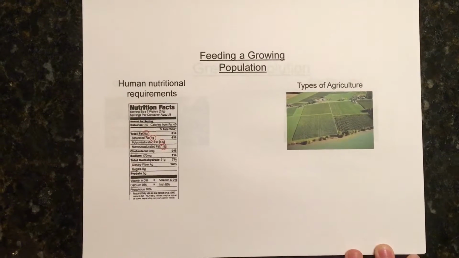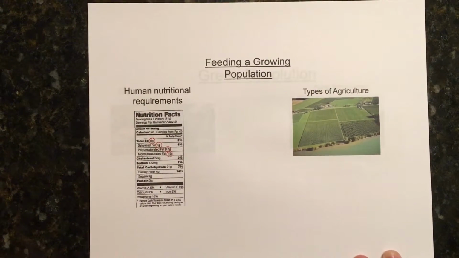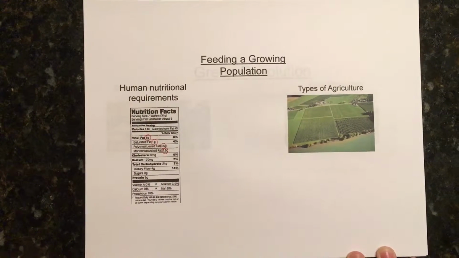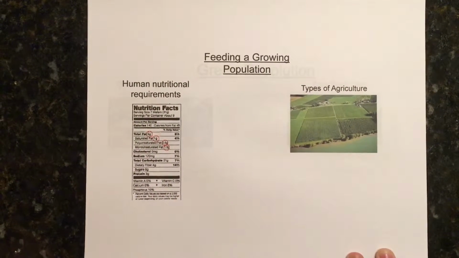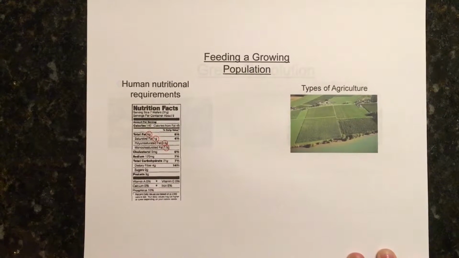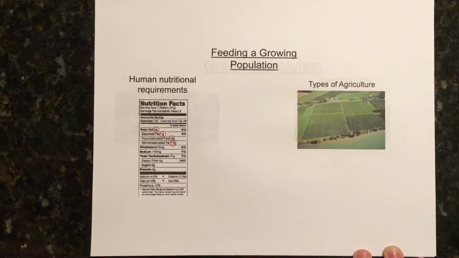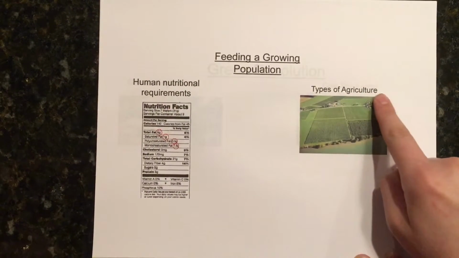The 7 major classes of nutrients are carbohydrates, fats, fiber, minerals, proteins, vitamins, and water. These are macronutrients, and the micronutrients are going to be minerals and vitamins. Then we can look at the types of agriculture.